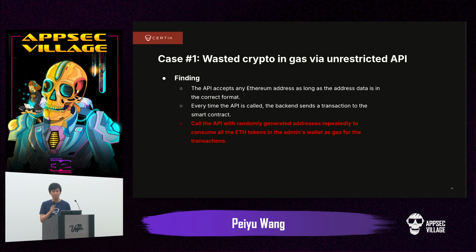And as I talked about, each transaction costs gas. Gas, you can think of it as money. The way to exploit this is that I can generate a bunch of random Ethereum addresses and keep calling that API to let the admin wallet keep sending transactions to the smart contract and eventually consume all the ether in the admin's wallet. This not only consumes all the ether, but also prevents other users from registering.